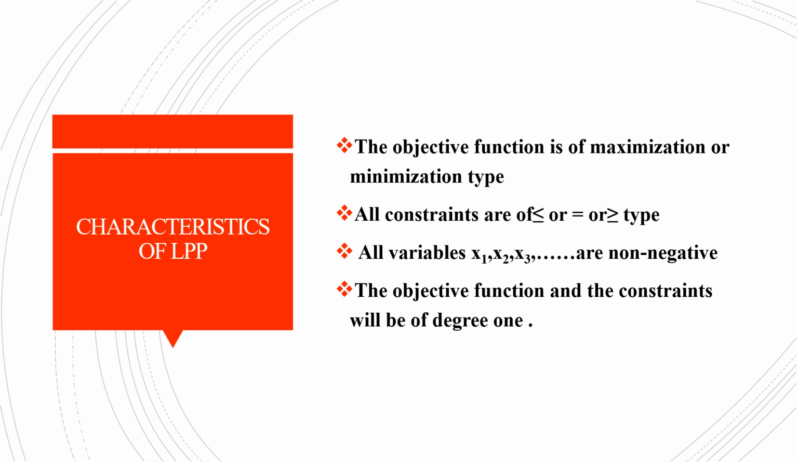Next, let us see the characteristics of the LPP model. The objective function is of the maximization or minimization type. Second, all constraints are of the less than or equal, or greater than or equal type. Third, all the variables x1, x2, x3 are non-negative; these are the decision variables x1, x2 up to xn. Fourth, the objective function and the constraints are of degree 1.